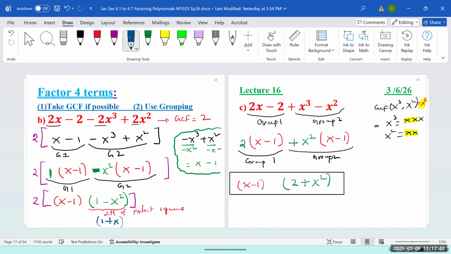One plus x and 1 minus x. So you take the square root of the first element, which is 1, and the square root of the second element, which is x. You add these two things and subtract them, and you get your difference of perfect squares, the factors. We still have 2 as GCF, and we still have our x - 1 from the beginning. So now it's done. It's factored completely.